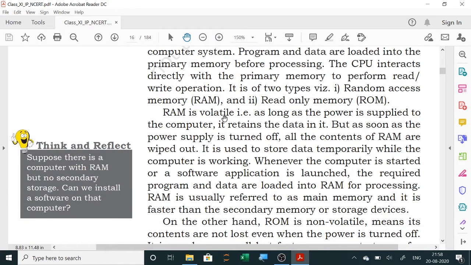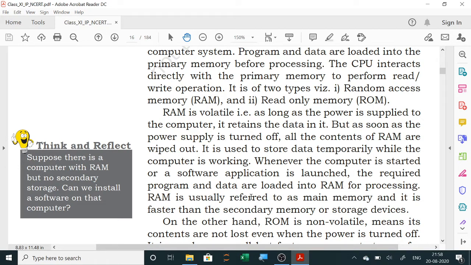Now, RAM is volatile, that is, as long as the power is supplied to the computer, it retains the data in it. But as soon as the power supply is turned off, all the contents of RAM are wiped out. So, whenever the power is switched off, RAM is empty. It is used to store data temporarily while the computer is working.